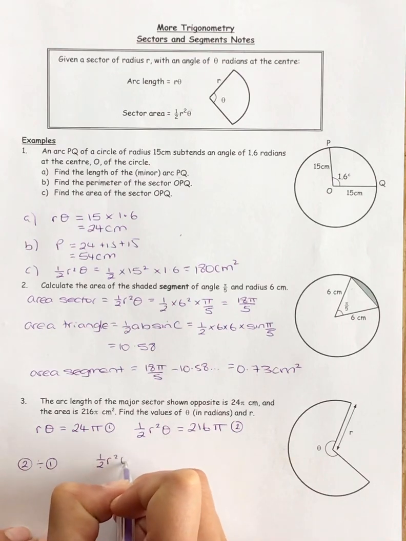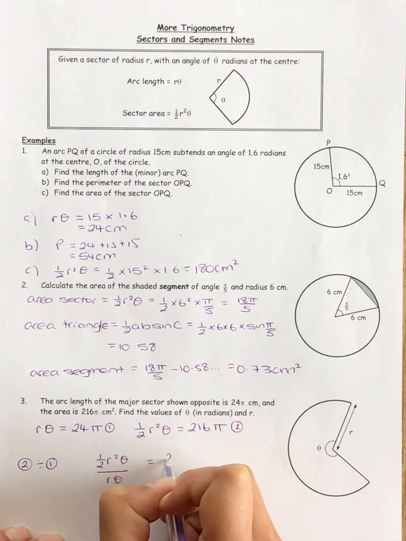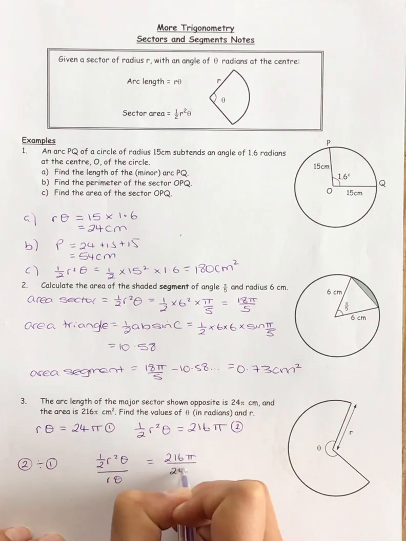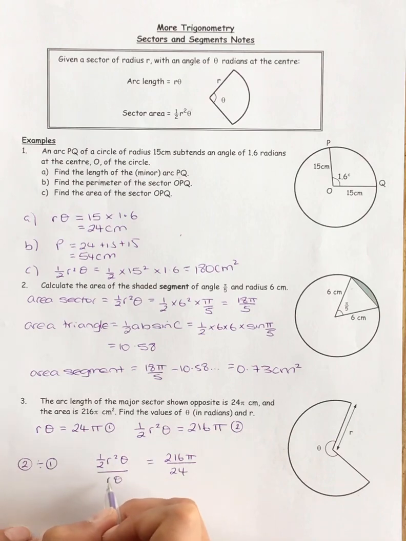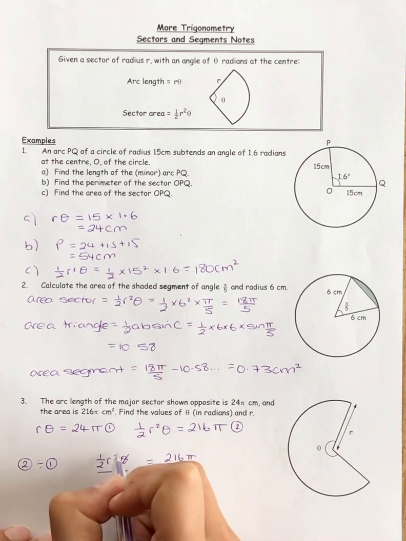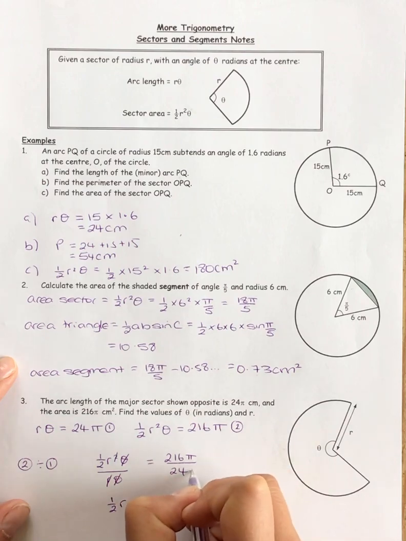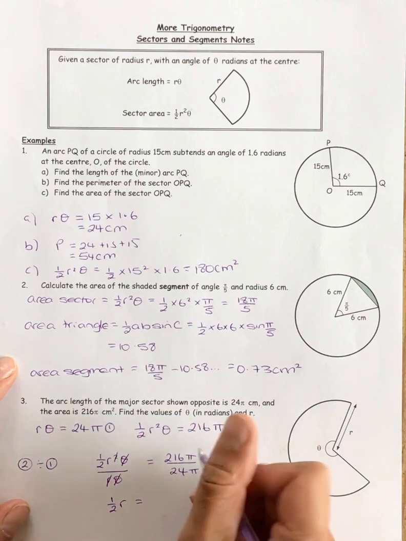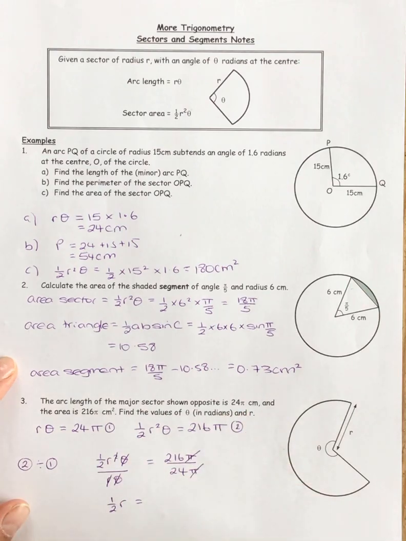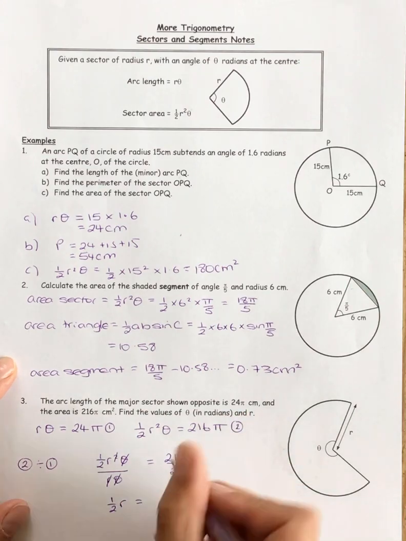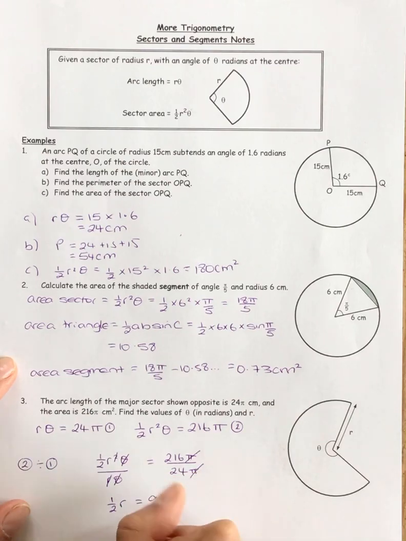So if we have half r squared theta divided by r theta and 216 pi divided by 24 pi, then on this side, the thetas cancel and one of the r's on the top cancels with the r on the bottom. So we have a half r. Our pi's will cancel on the right hand side, so we've got 216 divided by 24, which is 9. So half r is 9, so r must be 18. And we had our area and our arc length in centimetres squared and centimetres, so our radius must be in centimetres.